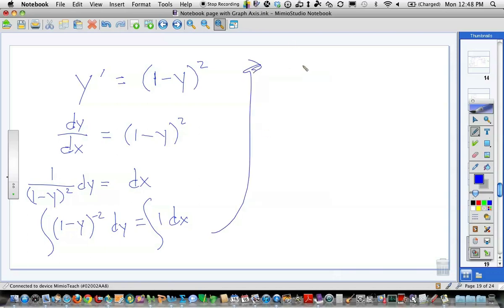And we're going to end up with just 1 minus y to the negative 1. And I don't need to put the plus c there yet. I can just put it on the other side. And then on this side we have what? x plus c. Okay, so you do have to be able to do this antiderivative.